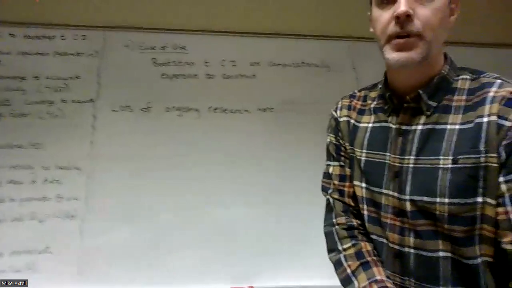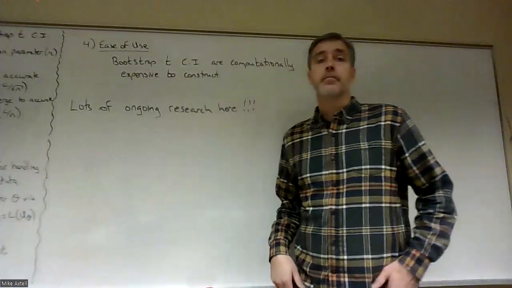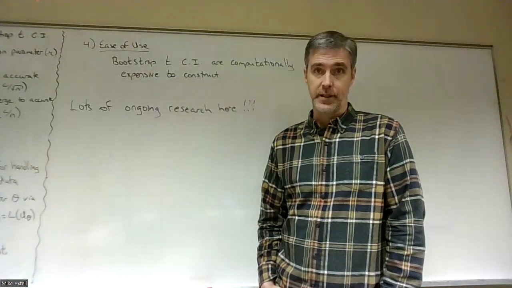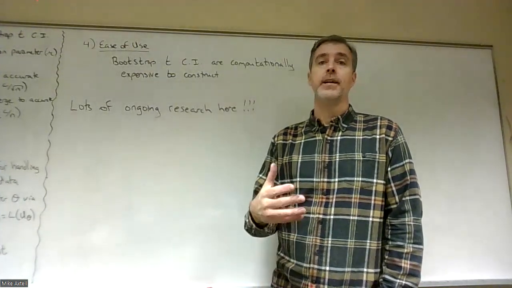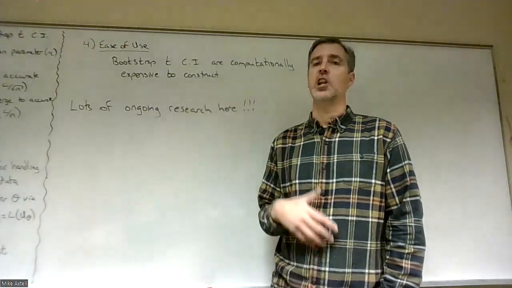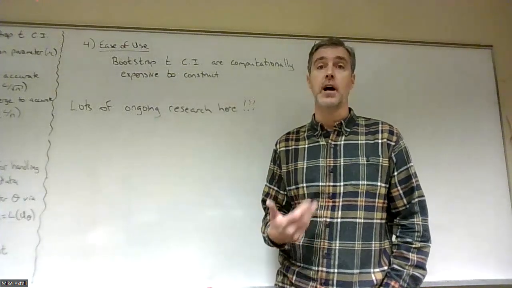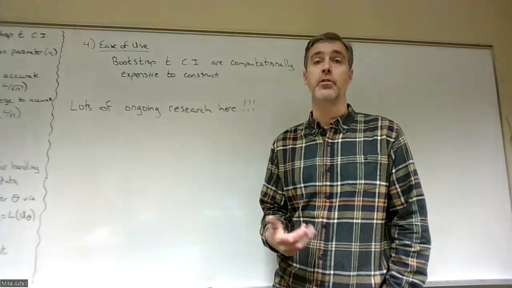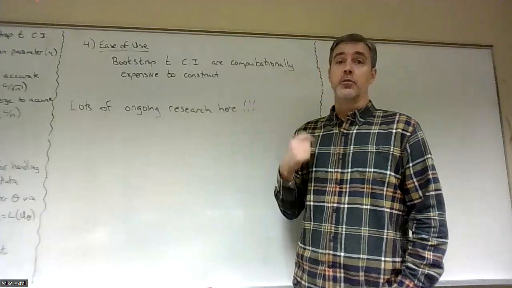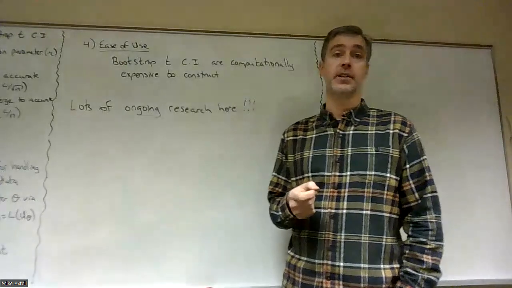All right, and then last but not least, to finish off chapter 7, ease of use. Bootstrap t confidence intervals are computationally expensive to build, right? Now, it doesn't seem that way in our class because we're looking at relatively small data sets. But if you have a large data set and you're trying to do a bootstrap simulation of it, it can really clog up even a really strong and powerful computer or parallel computers, okay? So with bootstrap t confidence intervals, you pay a computational price to construct them, all right? And it's a significant price for a lot of data sets, right?